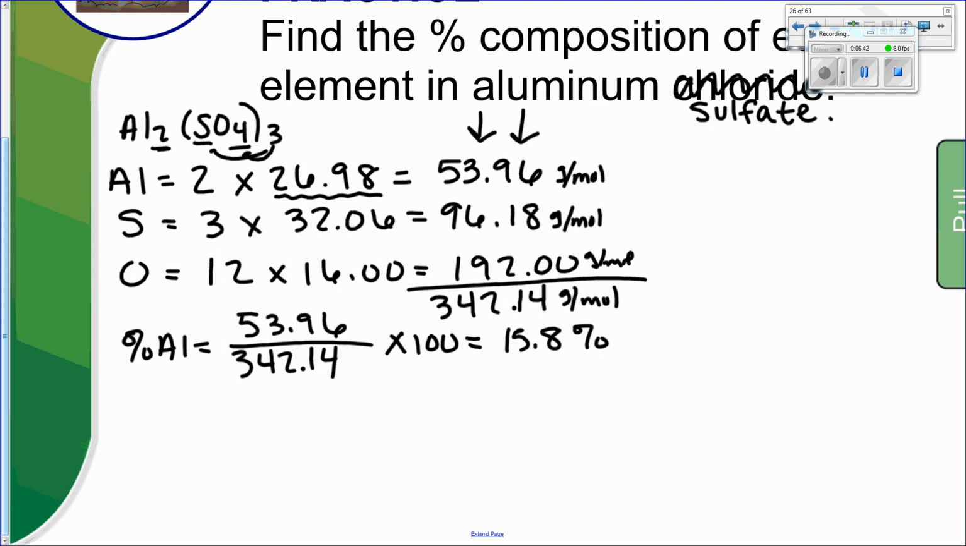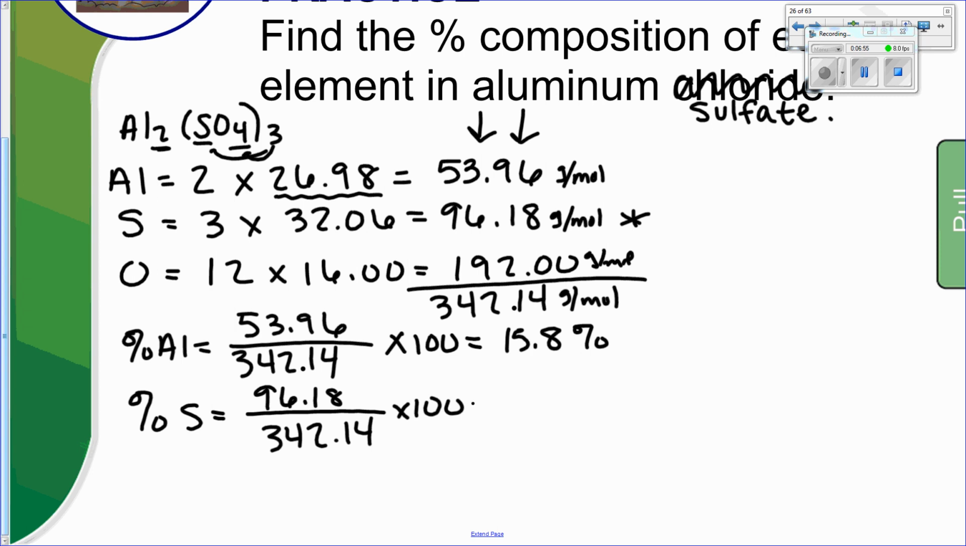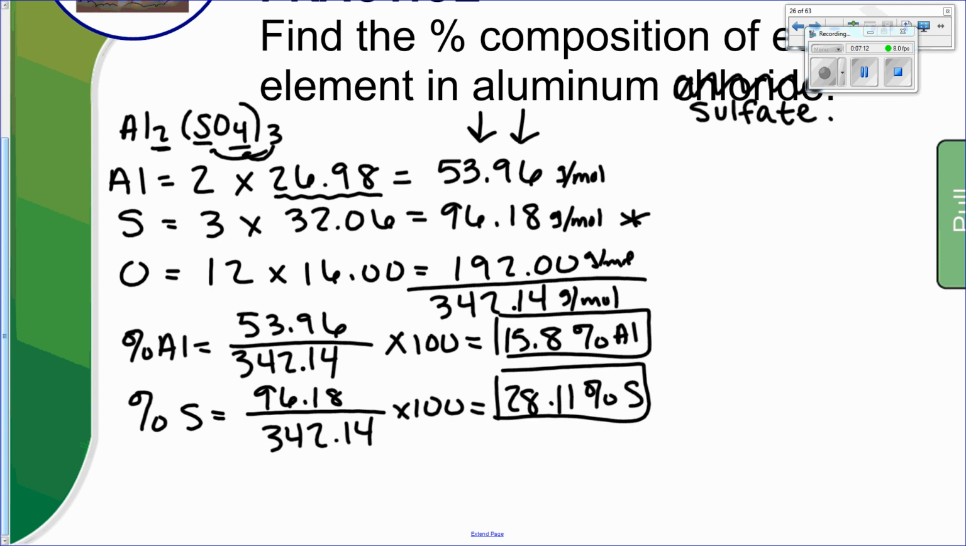15.8%, roughly. And then we've got percent sulfur. Same concept. Now, got that from right here, over 342.14 times 100 to make it a percent. Don't forget the times 100. You'll get a decimal, 28.11%. This is aluminum, and this is sulfur. Make sure you notate which element you're dealing with in each piece, just because it makes it clear and makes it easier. And I'm going to actually box each answer to set a good example here.